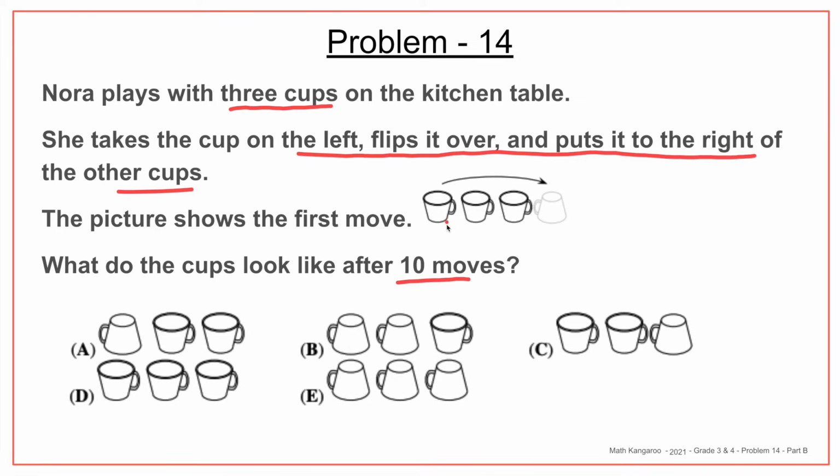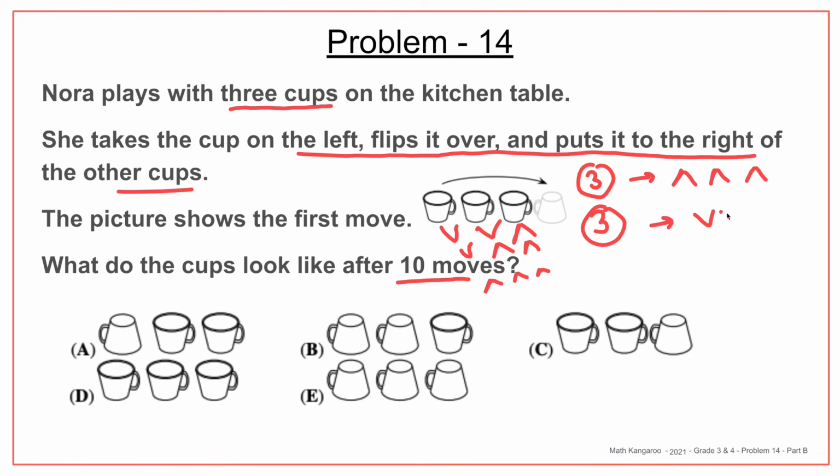So let us see. First move, we have 2 cups up, 1 down. So the moves look like this: 2 up and 1 down. Second move, she will have 1 up, 2 down, and the third move she has all flipped. So what it means is the third move we will have all flipped down. Next 3 moves she will have all flipped up. Next 3 moves she will have all flipped down. So we got 9 moves in total. Now the one move. So the one move will be 2 down and 1 up.